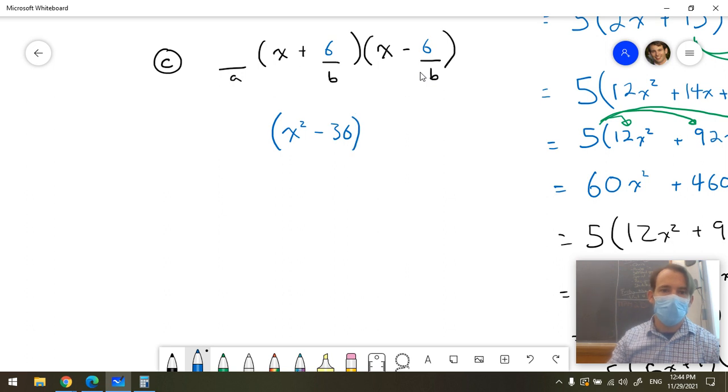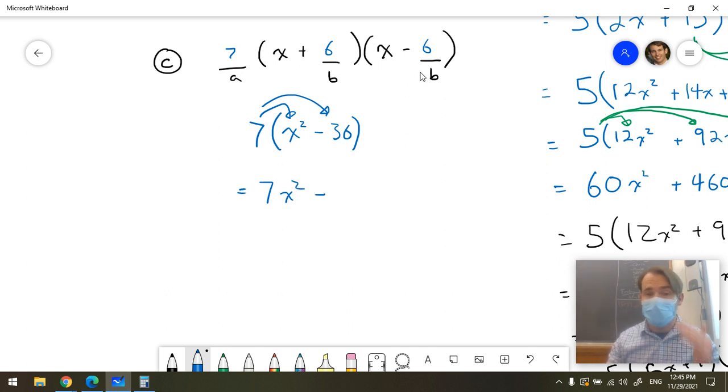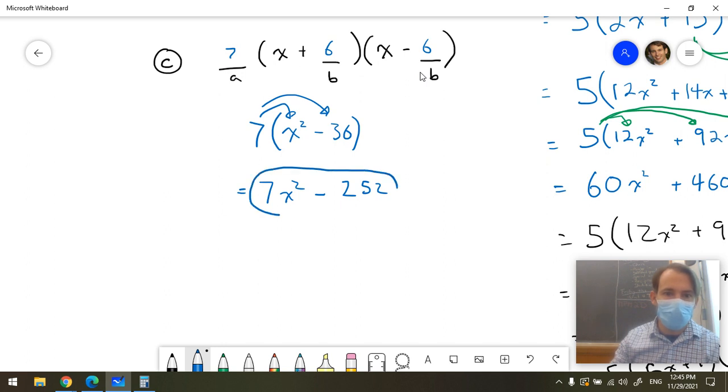But out front, I had a 7. Okay. And then so I still have to multiply the 7 in, to create a new problem. That would be equal to 7x squared minus 36 times 7. 36 times 7 is 252. This would be a challenging two-card problem that someone could solve by factoring out the 7 first and then factoring this as a difference of squares.